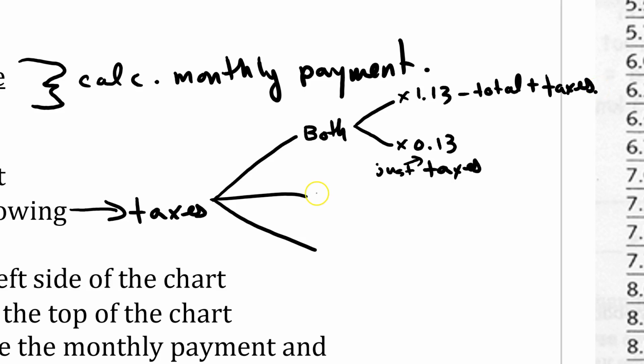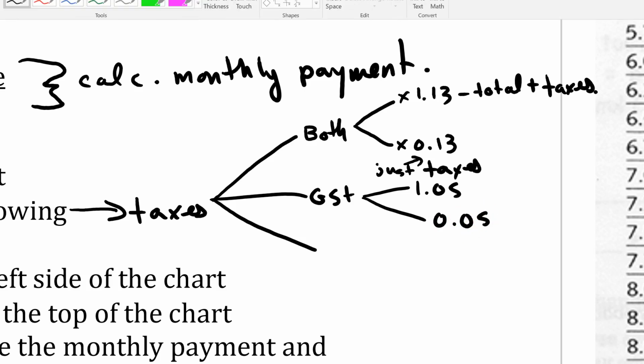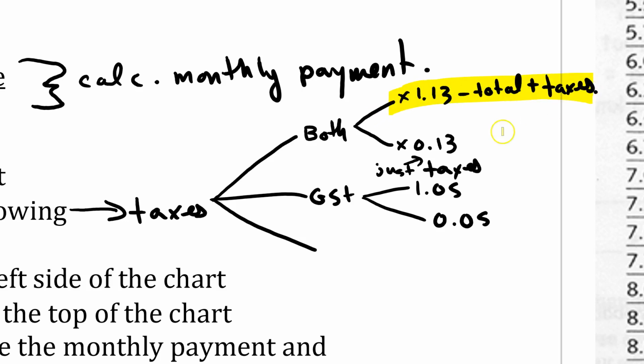If you are just looking for the GST, you can either multiply by 1.05 or 0.05. I'm just going to highlight this. If you want the total plus the taxes, you multiply by the yellow, and if you want just the taxes, you use the green.